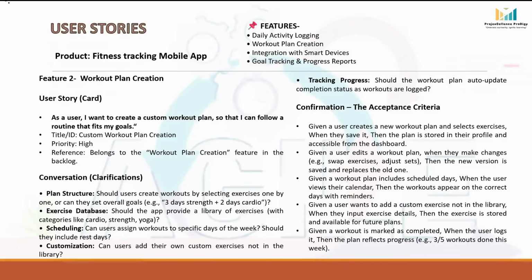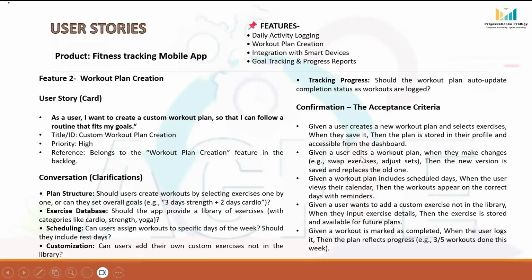So the card gives us the starting point, but it is conversations that fill in the details and ensure the team fully understands what the user really needs. Now that the product owner and development team have clarified the details of this story, the next step is confirmation. This is where we define the acceptance criteria. Here the acceptance criteria is: given a user creates a new workout plan and selects exercises, when they save it, then the plan is stored in their profile and accessible from the dashboard.